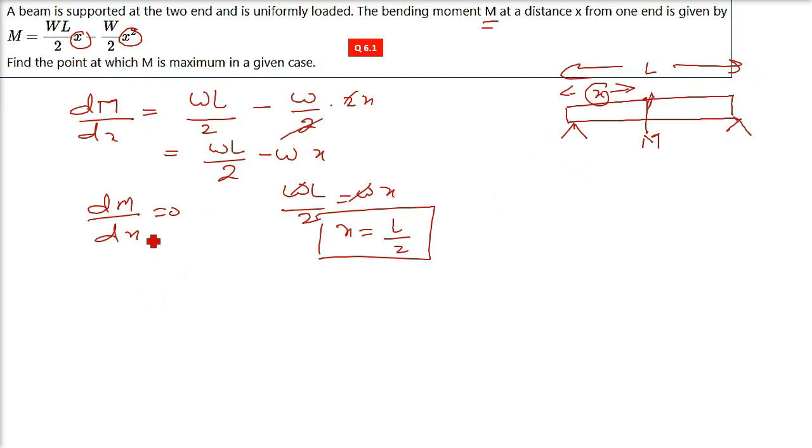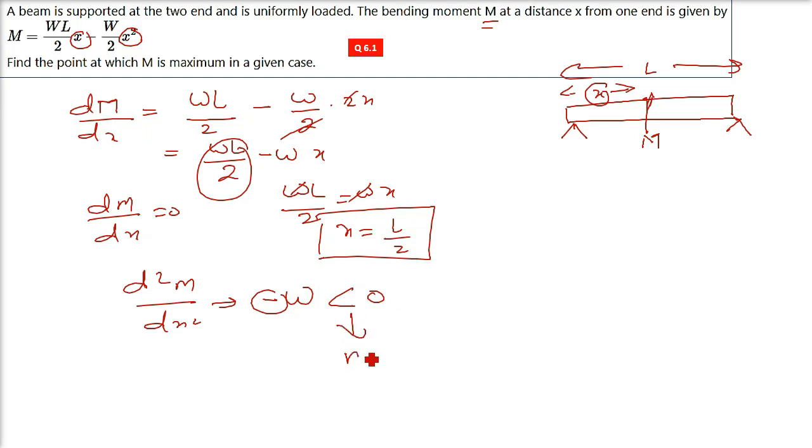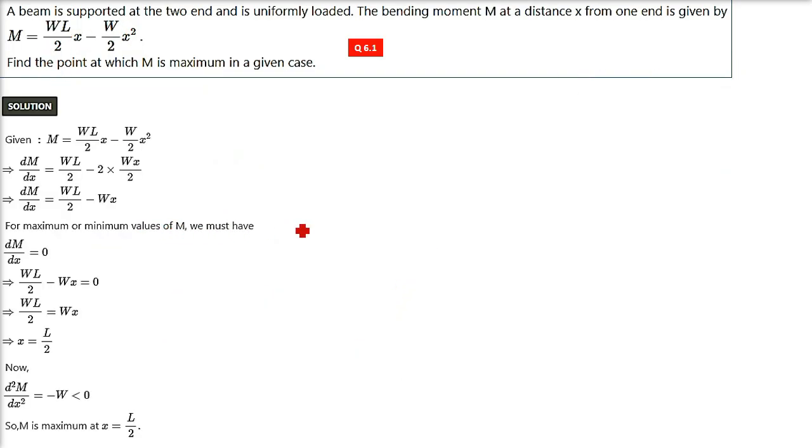Now we also have to show that M is maximum. We need to differentiate it again. dM by dx has to be differentiated again. WL by 2 will be 0, minus W only will come. Negative means, W cannot be 0, but it is a force, and weight cannot be negative. Since it is negative, you are going to get a maximum value, and the maximum is going to come at x equals L by 2. This is the complete solution in front of you.